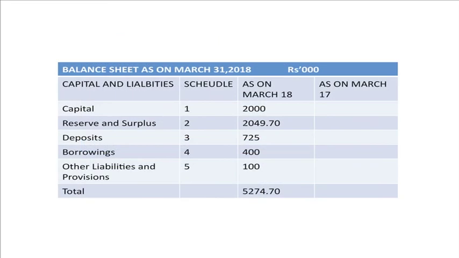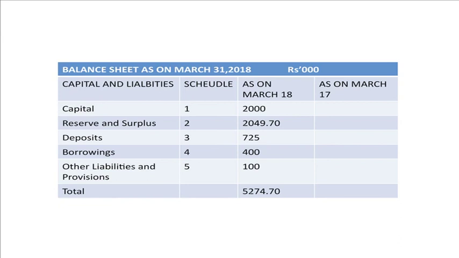So, now we will see the face of the balance sheet. It is capital and liabilities side first. So, capital schedule 1, it will be having 2000 as the value which has come from schedule 1. Reserves and surplus is schedule 2 having value of 2049.70. It is aggregate of statutory reserves and P&L account amount which is being transferred to this schedule. Deposits schedule 3, 725 is the total which we have already calculated in schedule 3. Borrowings 400 schedule 4, other liabilities and provisions 100.